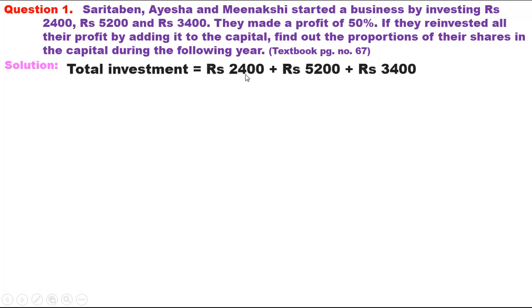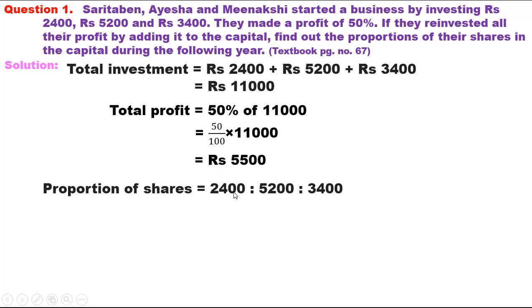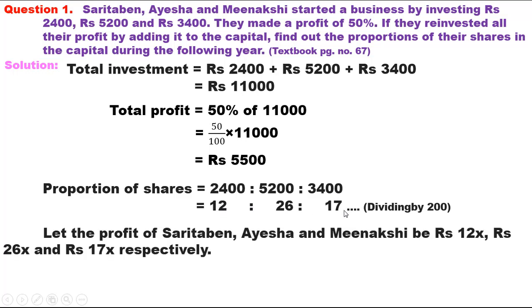Solution. Total investment is equal to 2,400 plus 5,200 plus 3,400 is equal to 11,000. Total profit is equal to 50% of 11,000. Therefore, 50 upon 100 into 11,000 is equal to 5,500. Proportion of the share is equal to 2,400 is to 5,200 is to 3,400. Therefore, 12 is to 26 is to 17.